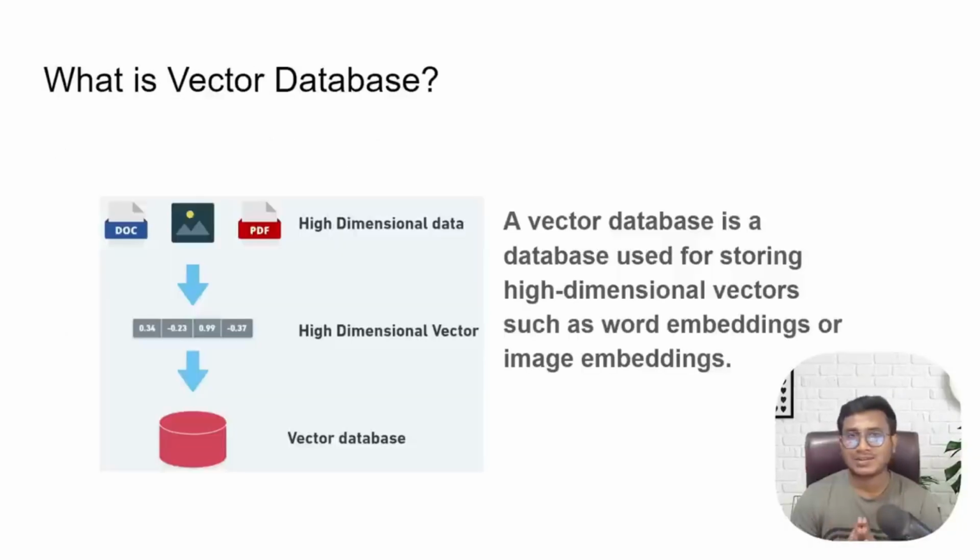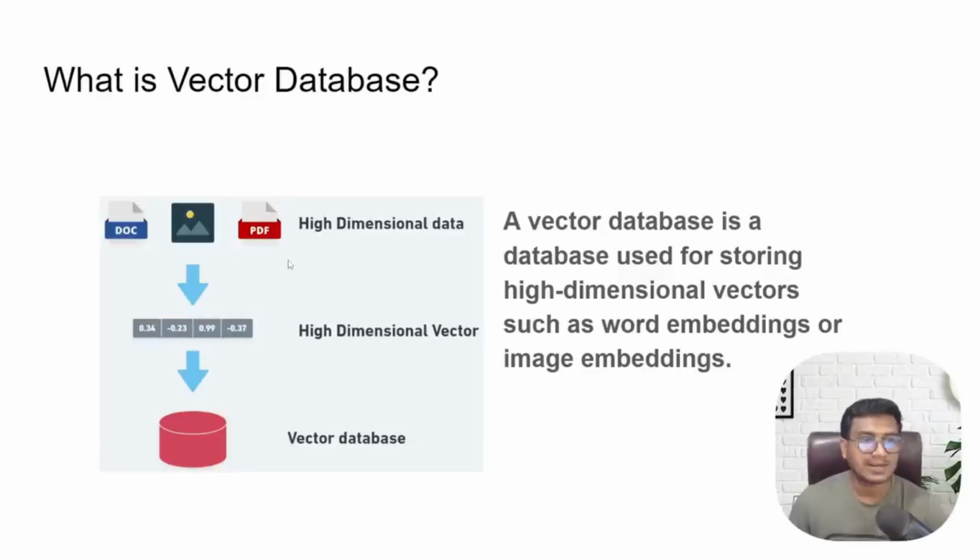Now let's see what a vector database is. A vector database is a database used for storing high dimensional vectors such as word embeddings or image embeddings. I think you already know that we have lots of unstructured and higher dimensional data like documents, images, PDFs. Then we also have audios, videos, and so on, right? This is called unstructured high dimensional data.